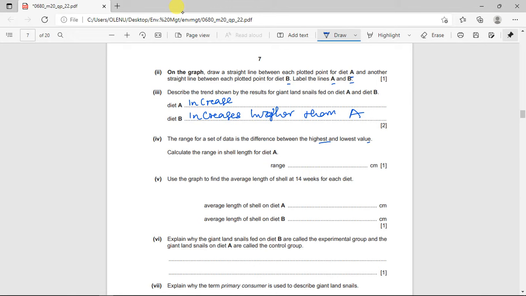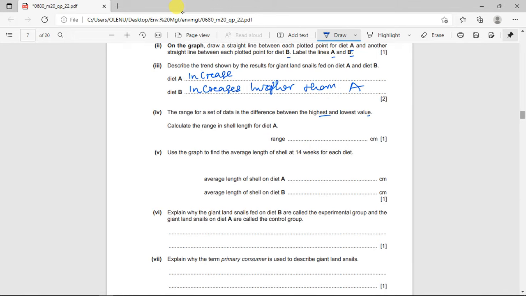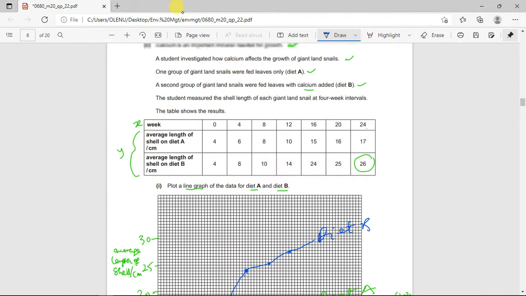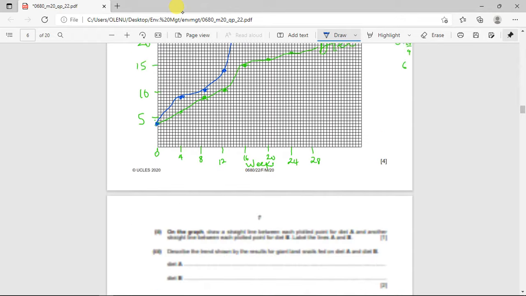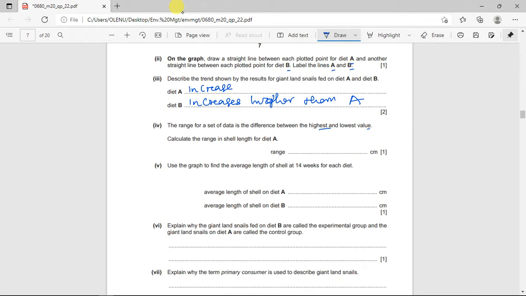Now the range for a set of data is the difference between the highest and lowest value. Calculate the range for diet A. Diet A, the highest value is 17, while the lowest value is 4. So it will be 17 minus 4, which is equal to 13.